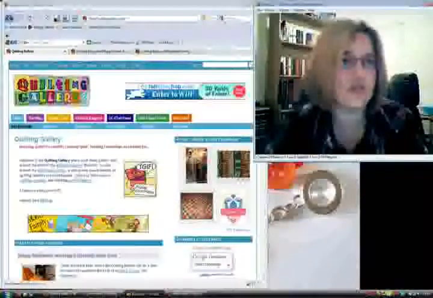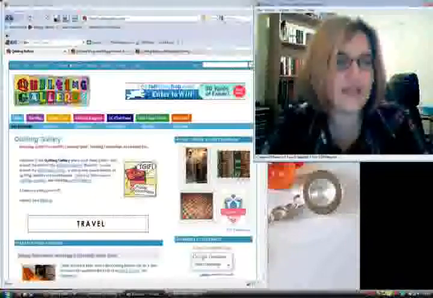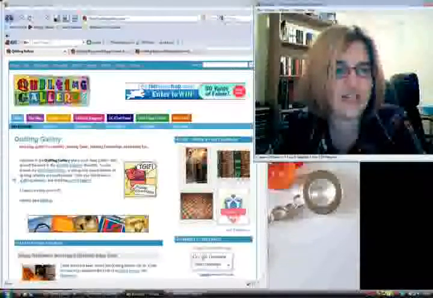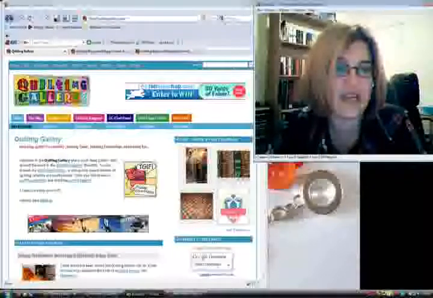Now, the quilting community that I've actually chosen is quiltinggallery.com, and I've chosen that because it's run by one woman in the States, but they have a very big community following. Now, if I take you to the page, just so I can introduce you to Quilting Gallery. Okay, well, this here is the main entrance, the portal for the gallery, and you can see here that it welcomes you just like anything else.